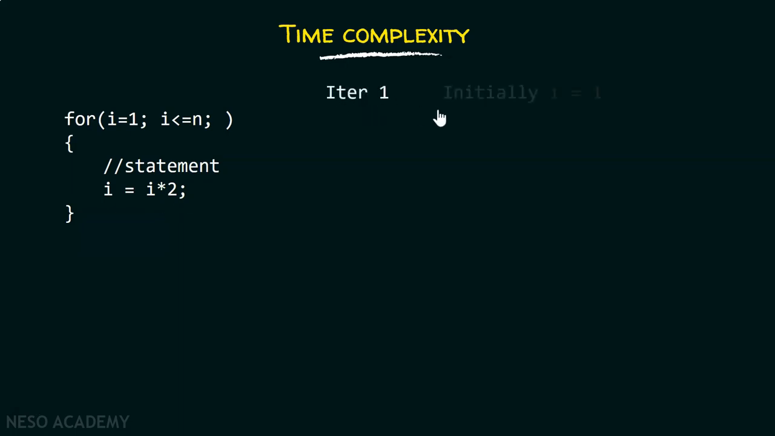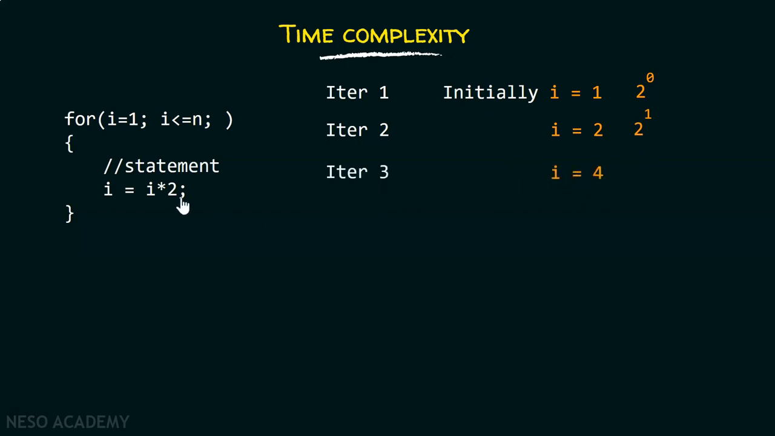In iteration number 1, initially i is equal to 1, right? So this is equal to 2 to the power 0. Can we say that 1 is equal to 2 to the power 0? This gives 1. I'm writing this in this form, okay? In iteration number 2, i will be 2. We can write this 2 in the form 2 to the power 1. Isn't that so? Now in iteration number 3, i will be 4, not 3, right?